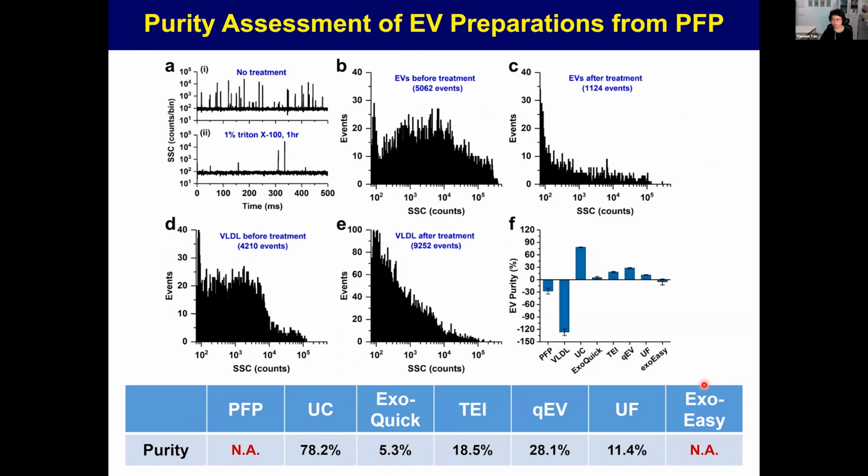For the ExoEasy, we cannot use this approach, because Triton treatment will let some large aggregates break apart. That means the particle counts do not decrease but increase. So this method is not applicable to the purity measurement of EVs isolated with ExoEasy.